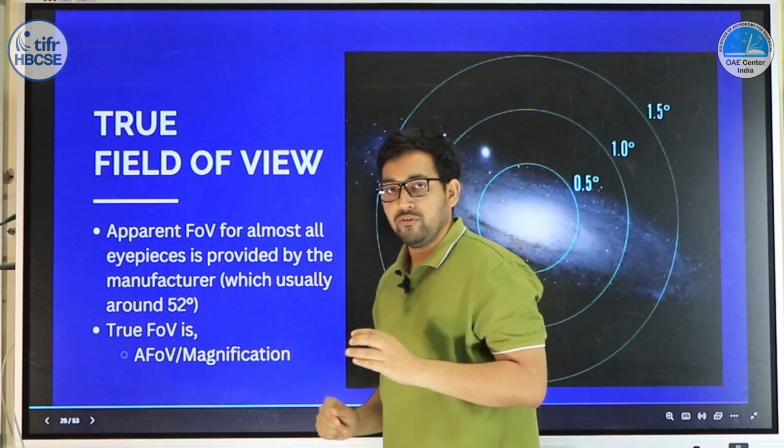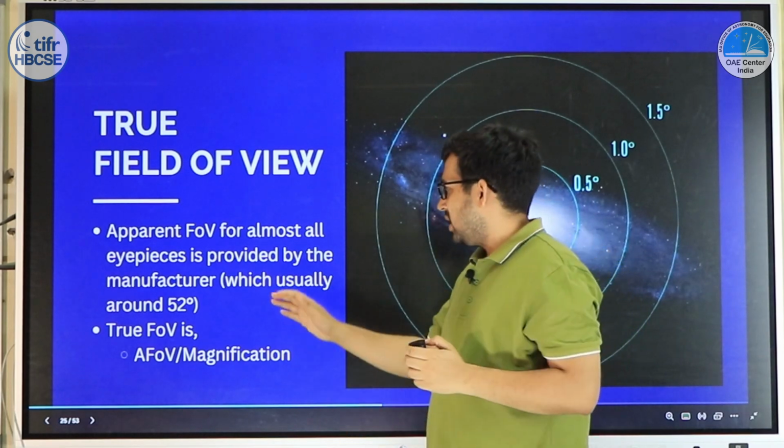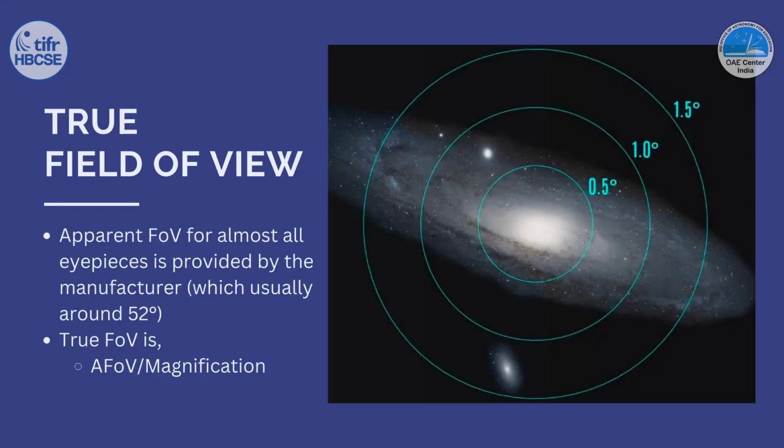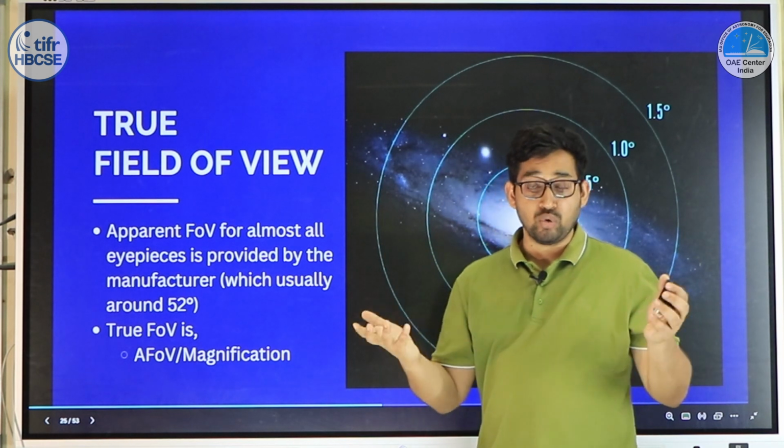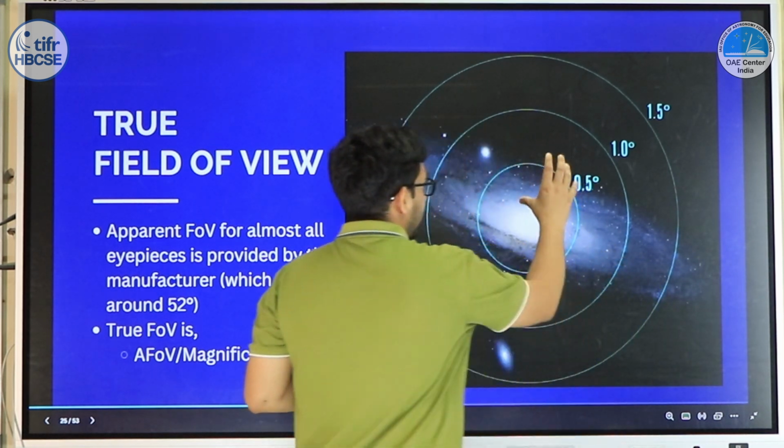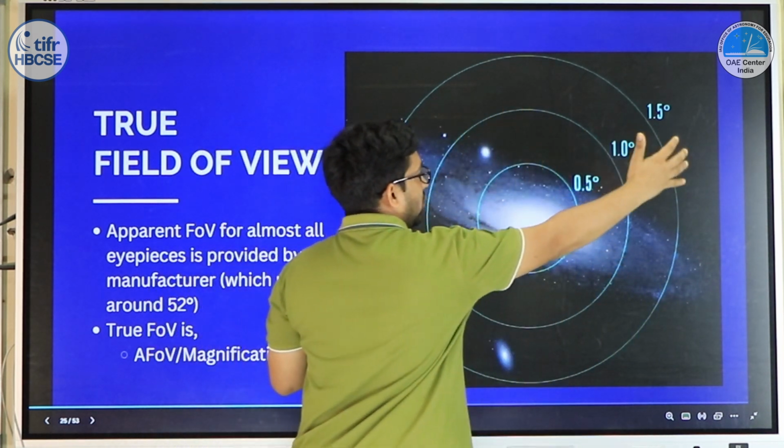We have something called apparent field of view, that is the field of view of this eyepiece that the manufacturer measures and usually provides this information. Typically standard eyepieces come with a field of view of 50 to 60 degrees. Divided by the magnification, that gives us our true field of view. So if you keep increasing the magnification, your field of view will decrease.